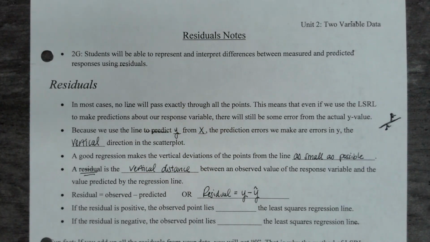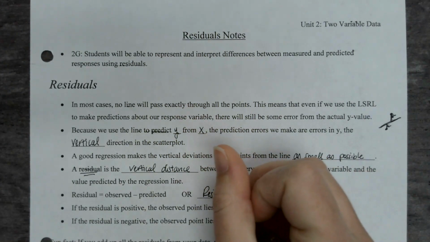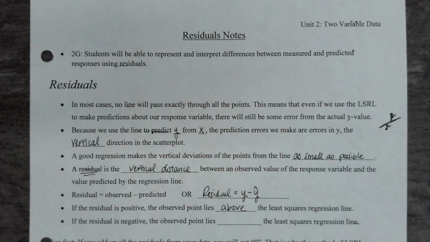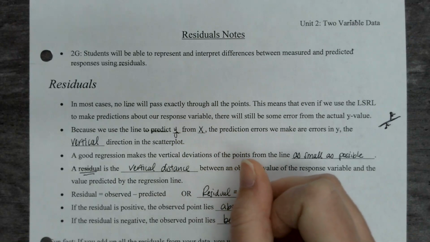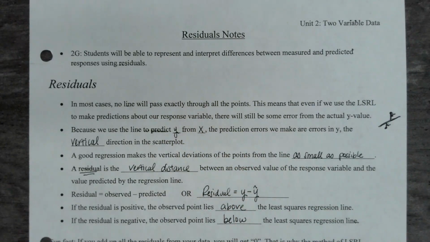If the residual is positive, that just means that the observed point lies above the line, meaning what happened was actually greater than what we predicted. If the residual is negative, then the observed point lies below the least squares regression line, meaning that our y value was less than what we predicted. We'll have some points above, some points below. We want the line right through the middle of the data. That's what a good line of best fit or a good least squares regression line is.